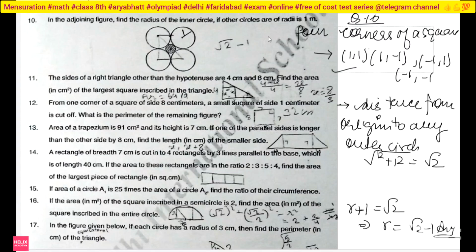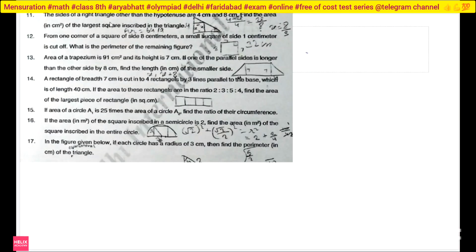Inner one, right? See, in question number 11, the sides of a right triangle other than the hypotenuse are 4 centimeter and 8 centimeter. Find the area of the largest square inscribed in it. Now, what they are saying is that the largest square is inscribed in a right angle triangle with the two sides along the lengths. That is P and B and H. These are the 3 sides of a right angle triangle, right?